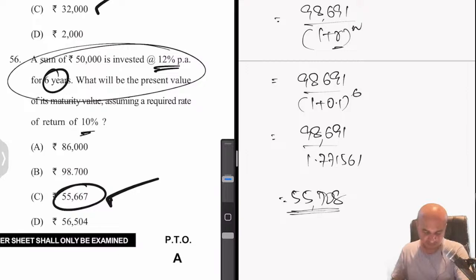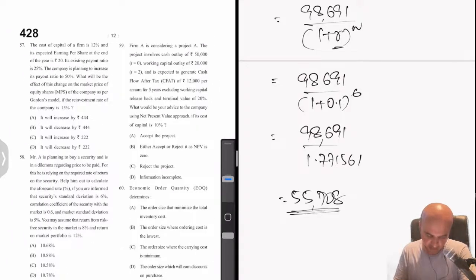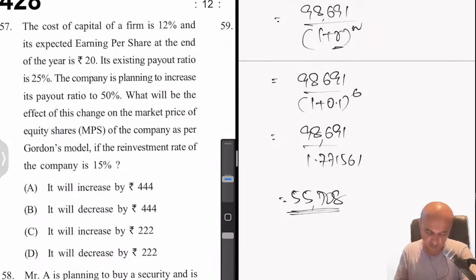Let's move on. Question number 56 is done, no? Okay, last page, last 4 questions, that's all.